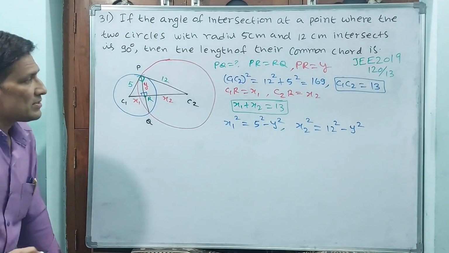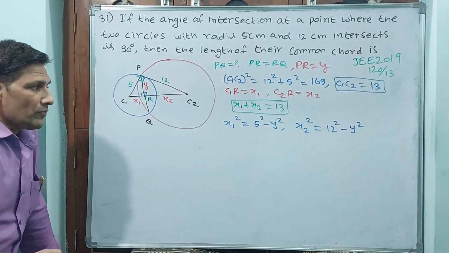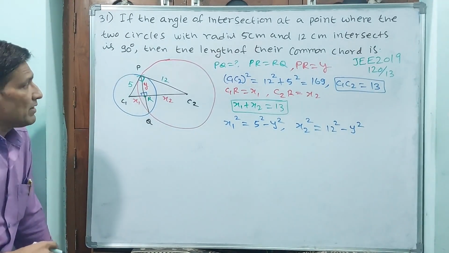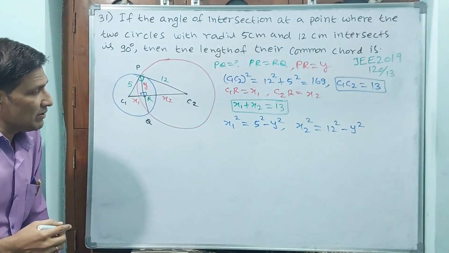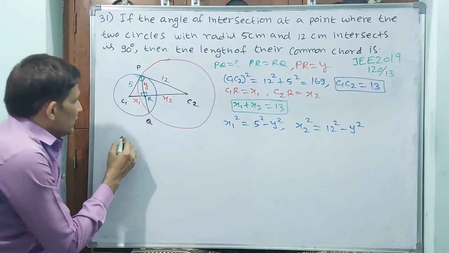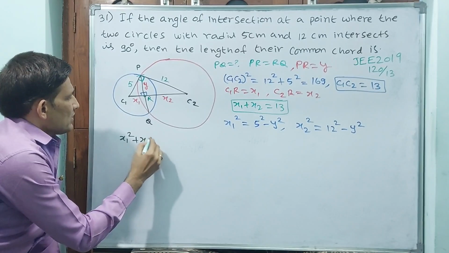Now x1 square separately is not a problem, but we are having x1 plus x2 whole square. Or else, shall I write like this? You see, x1 square plus x2 square.